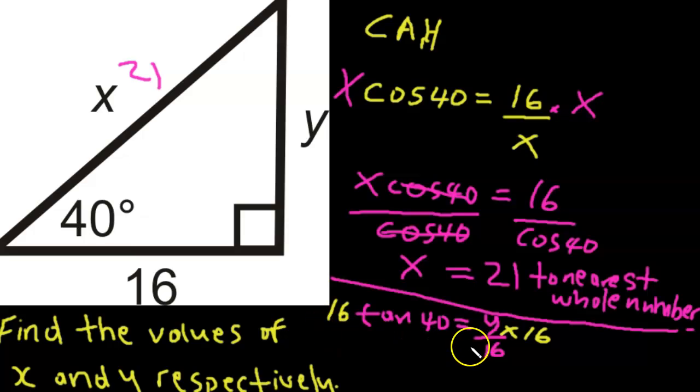So what you'll have now, 16 into 16, that's 1, so just y here. And then 16 times tan 40. I'm getting 13.4 approximately. That's to 1 decimal point.